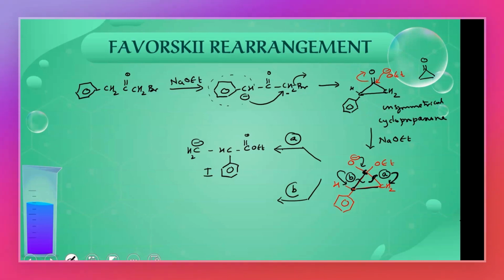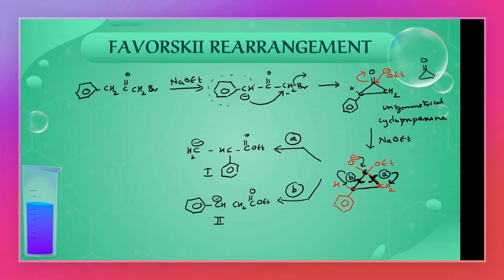Suppose it goes via the B cleavage. In this case, I'll be having COOEt. Since the bond between the phenyl ring carbon and the carbonyl carbon has cleaved, the carbon will be attached to the CH2 carbon. Is it not? So I'll be having CH2 followed by CH and the phenyl ring with a negative charge. Now here I have two different intermediates, carbanion 1 and carbanion 2.